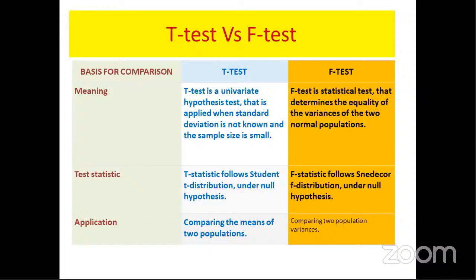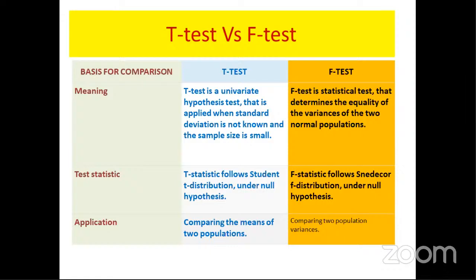Then we have the F-test. F-test is a statistical test that determines the equality of the variances of two normal populations. You talk about variances this time because when you talk about the t-test, it is a comparison of means, a univariate test. Here, it is a test that will determine the equality of variances. That is why you use the F-test. Take note, analysis of variance, ANOVA, is coupled with the F-test.